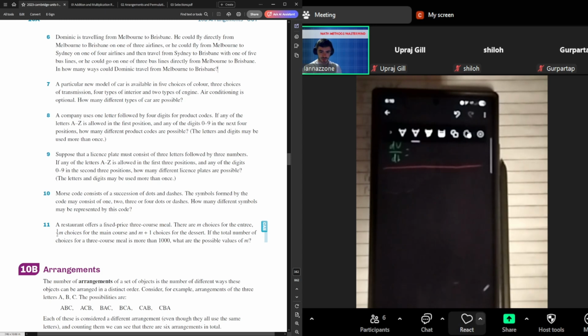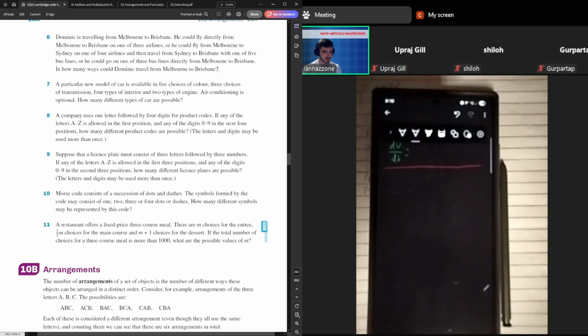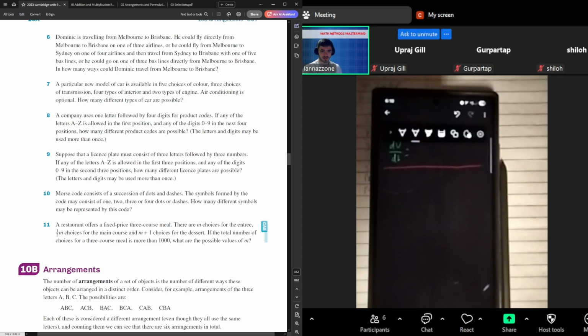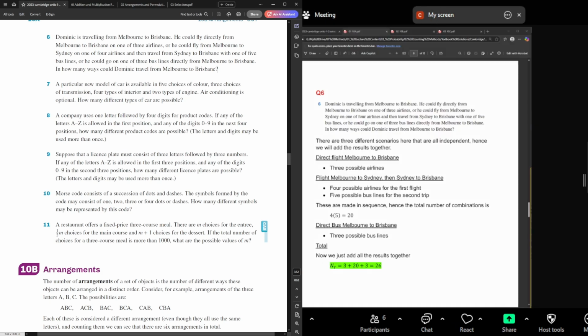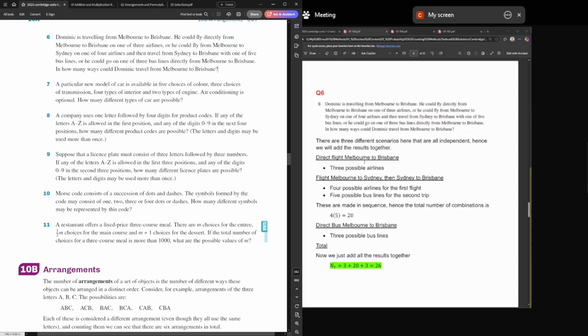Absolutely. So to explain what's going on there, once again, change the screen share over. Yeah, here we go. So there were basically three different scenarios that were posed to us that were all independent. You couldn't do all of them at the same time. And so that's why you would do the addition principle there. You've got mutually exclusive choices to make. The first one was that you could fly direct. You could bus direct. That was the third one that was given.